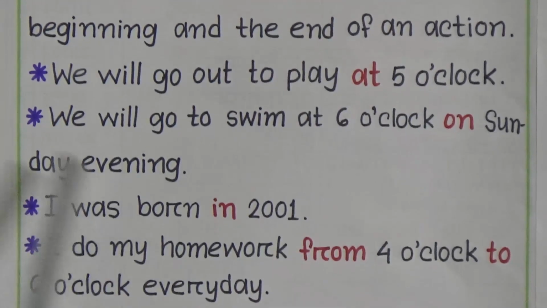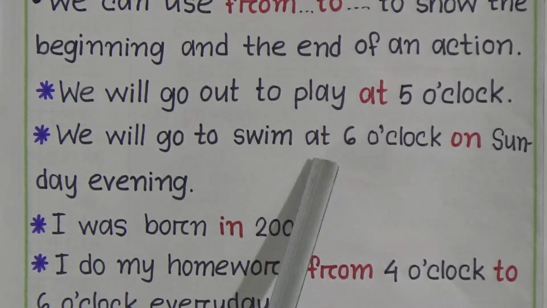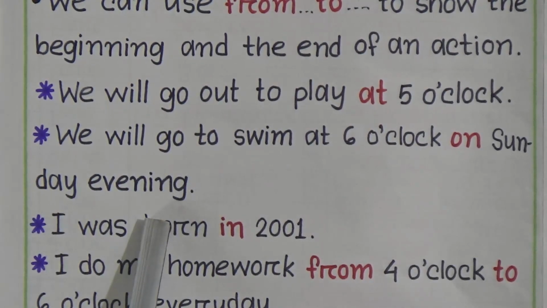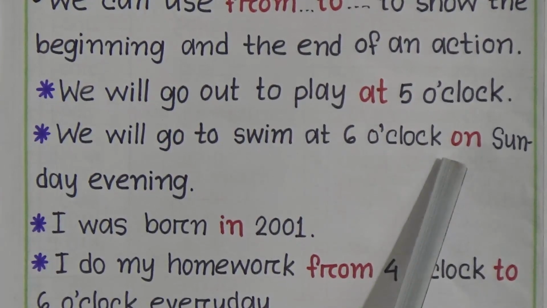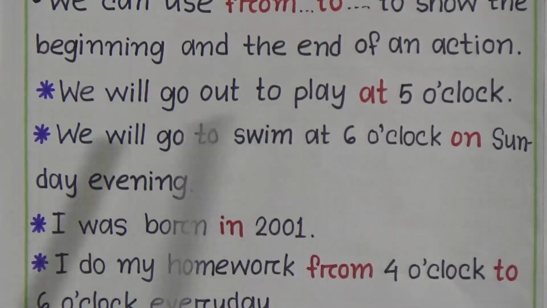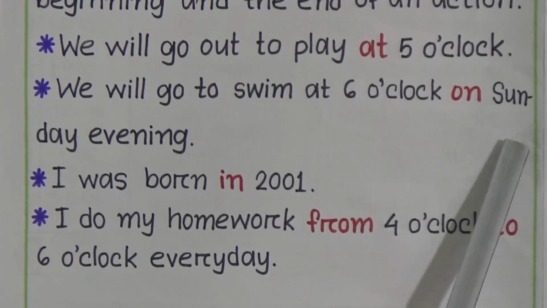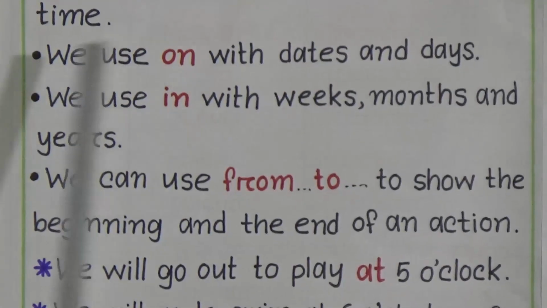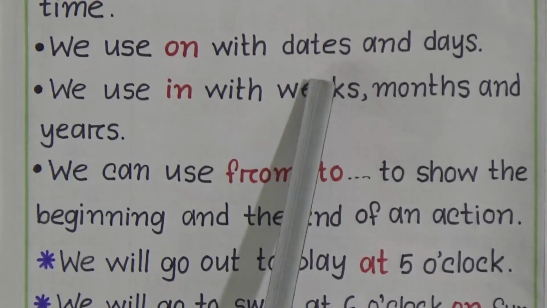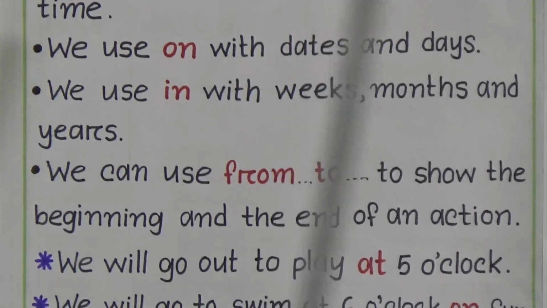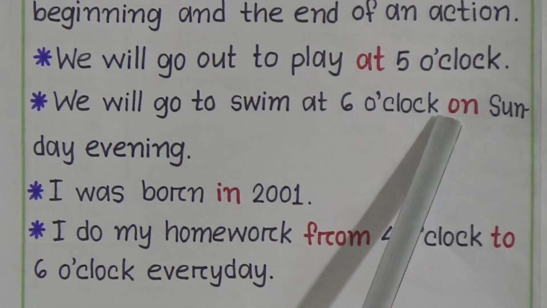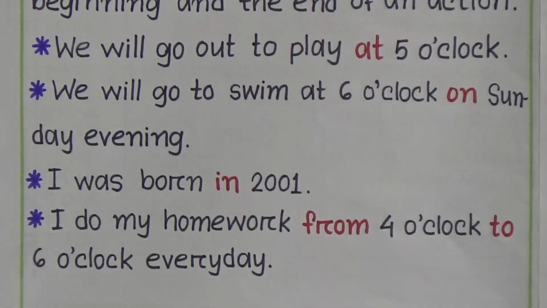Next example: we will go to swim at 6 o'clock on Sunday evening. Students, look, we put on before the word Sunday. Sunday is the name of one of the 7 days. We say we use on with dates and days. So as we find the name of the day, Sunday, we have to use the preposition on.